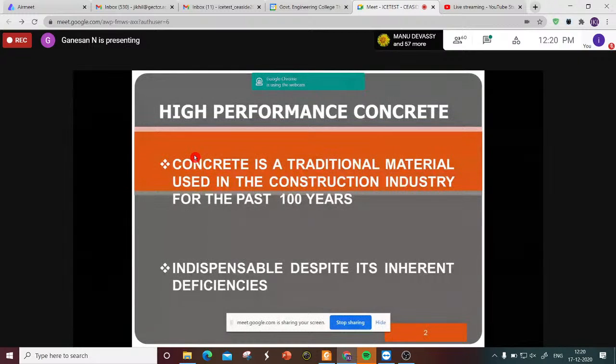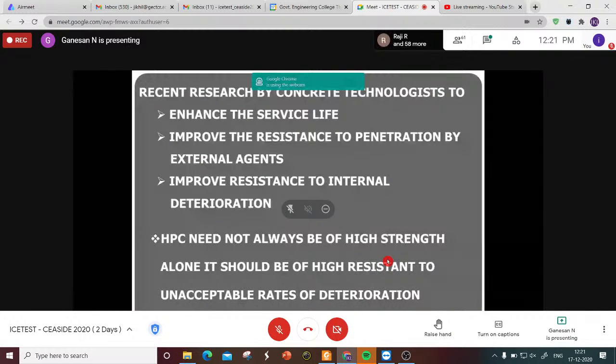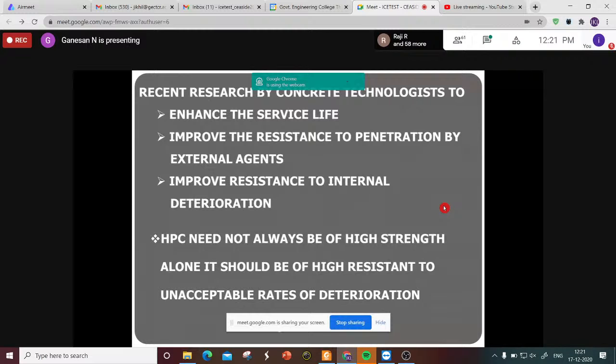So, a lot of work is being carried out, and many scholars have worked in this area to improve the tensile strength of this composite, so that it could be comparable to the compressive strength. In this respect, many works have been carried out. The recent research by concrete technologists was aimed to enhance the service life. When you design an ordinary concrete structure, for example, our own residential buildings, the building is supposed to give a life period of not less than about 75 years.